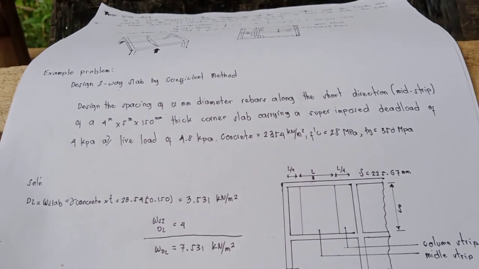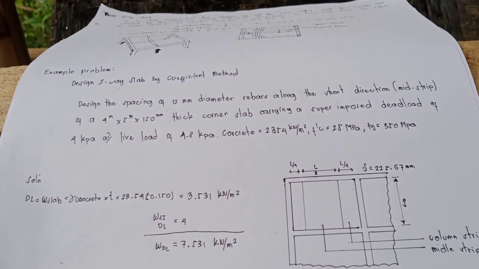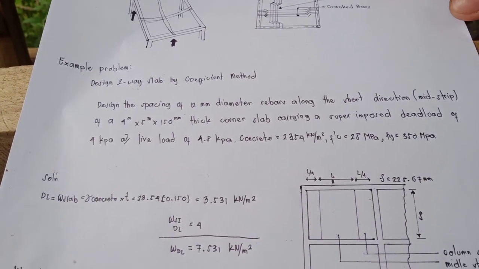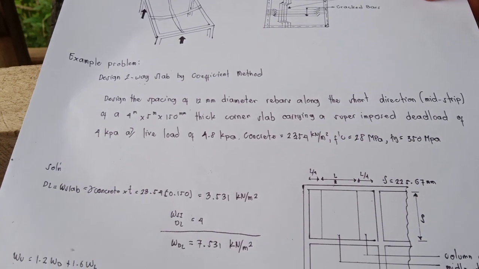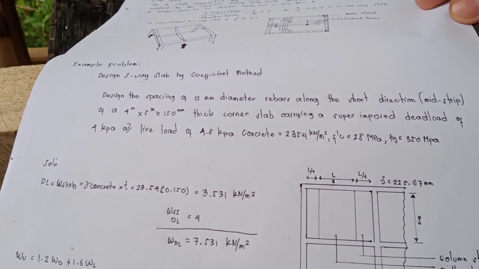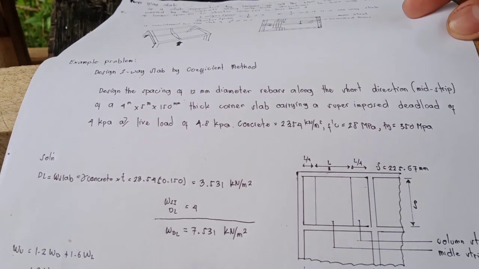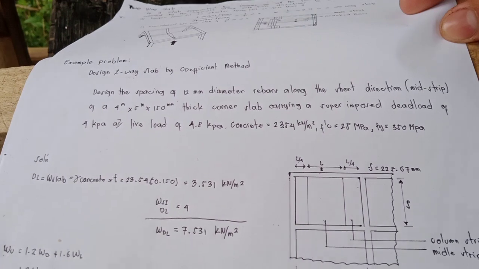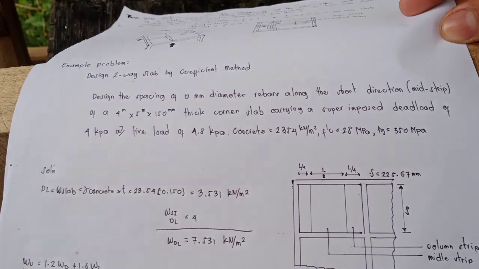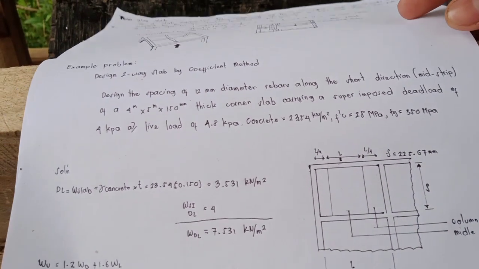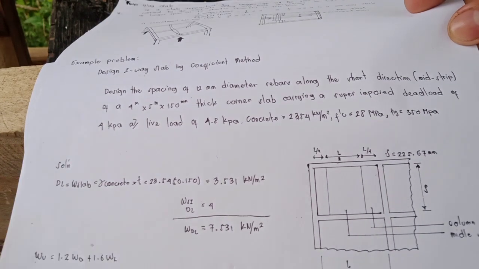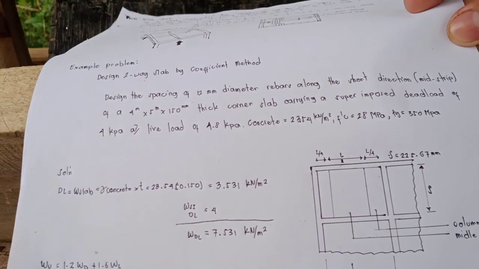According to the problem, we are designing a corner slab. What we are going to do is find the coefficient for computing the moment, which is necessary in designing our rebars. Let us first compute Wu. Our superimposed dead load is 4 kPa, or kilopascal, and our live load is 4.8 kPa.